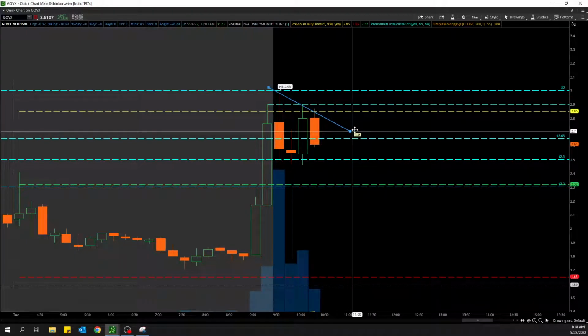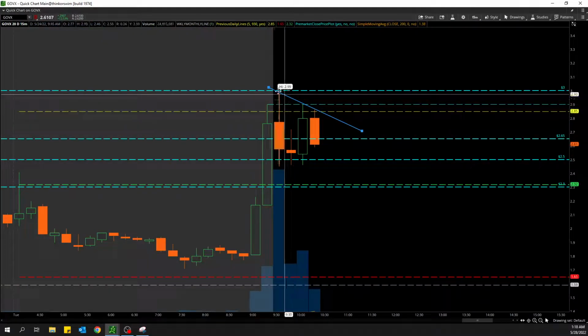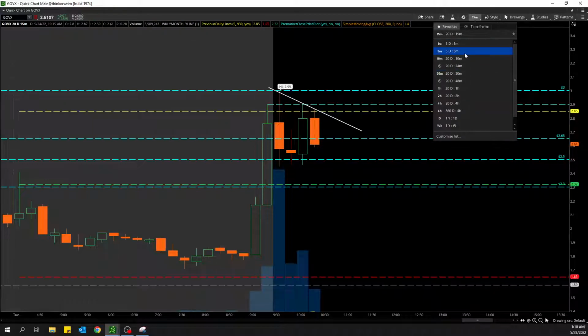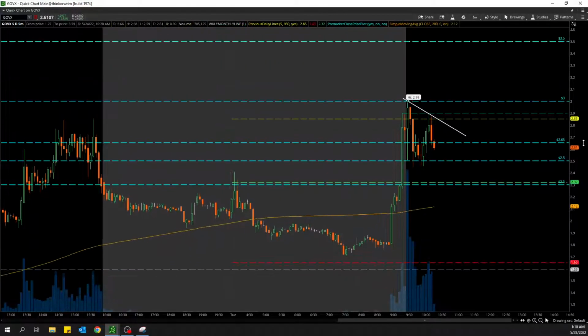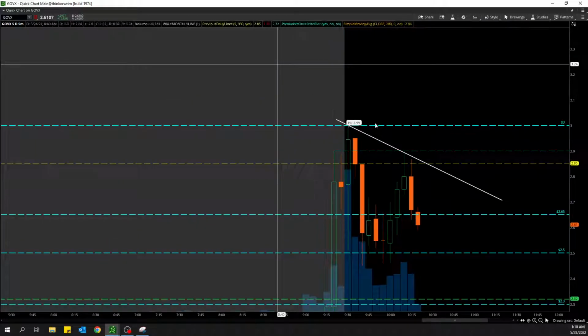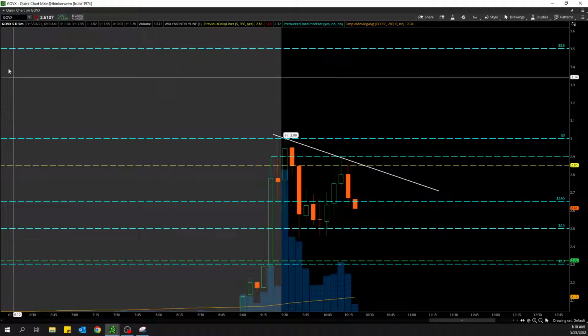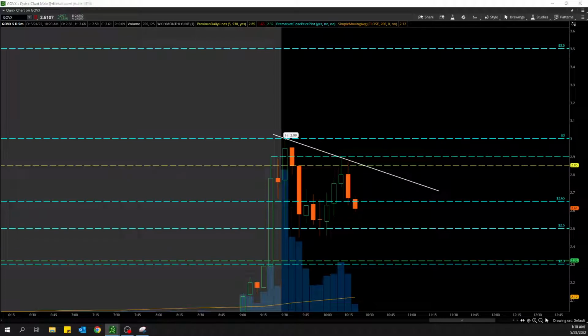So what I like to do is try to touch those tops as best as I can. So you can kind of see that it's being rejected in that area. Now let's go another 10 minutes. It'll be two 5-minute candles. We are now at 10:31 a.m. Eastern Standard Time.